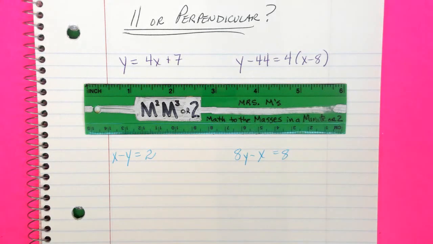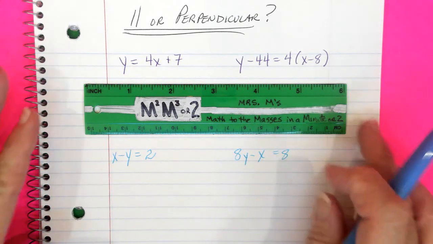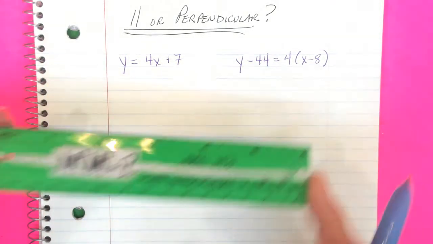So let's look at some equations of lines in this segment of Mrs. M's Math to the Masses in a Minute or Two, or M2 M cubed.